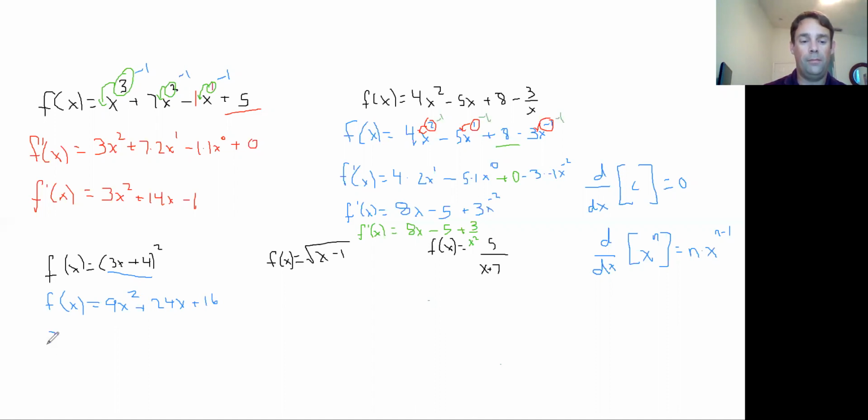And then from there, f prime of x. And hopefully you guys are starting to see some of the patterns here. So 9 times 2x to the 1. And don't forget that there's a 1 here with this guy. Plus 24 times 1x to the 0. And a constant. I like constants, I just drop those. So f prime of x equals 18x plus 24.